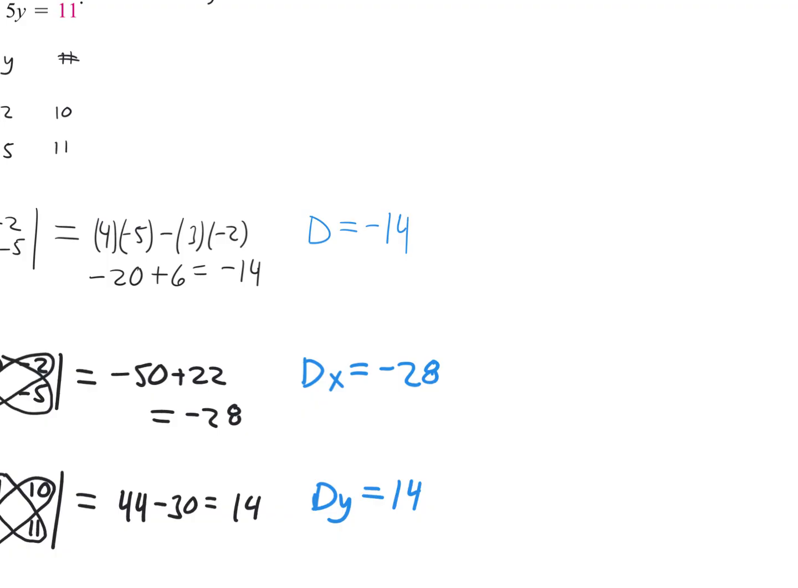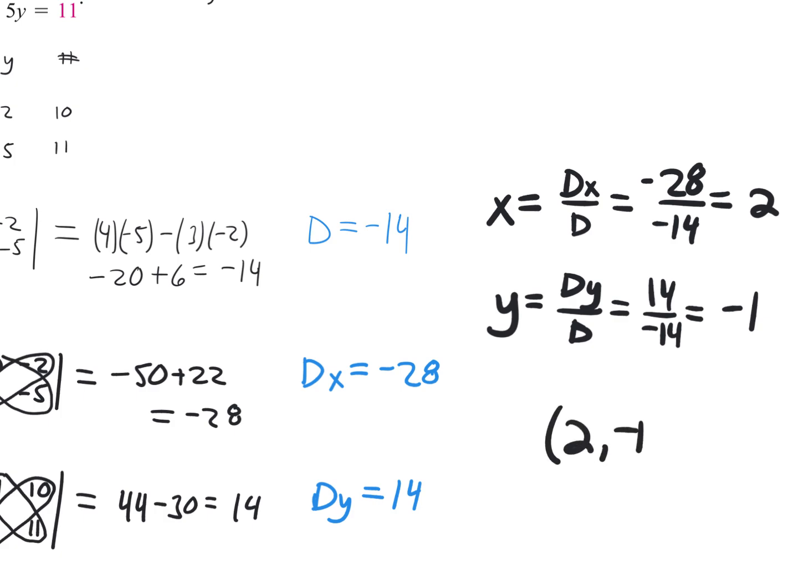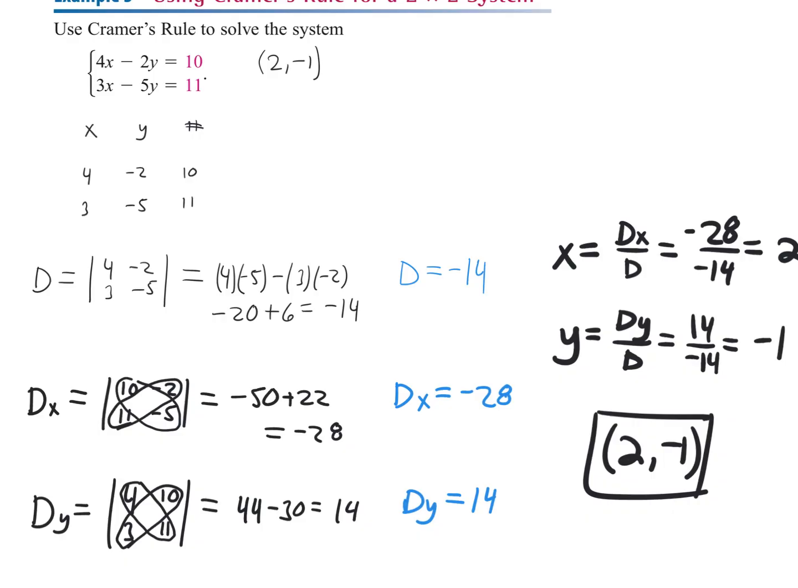And so to get your answer, we have that x is going to be Dx over D. So let's find that. Negative 28 over negative 14. What does that get you? Good, 2. And then y is going to be Dy over D. So 14 over negative 14, which gets you negative 1. So that means your answer is 2 comma negative 1. All right, and isn't that exactly what we found earlier? Yeah, right? So just another way to solve systems.